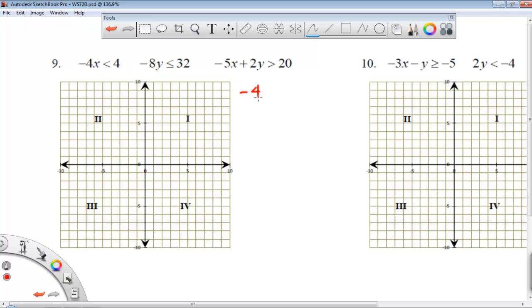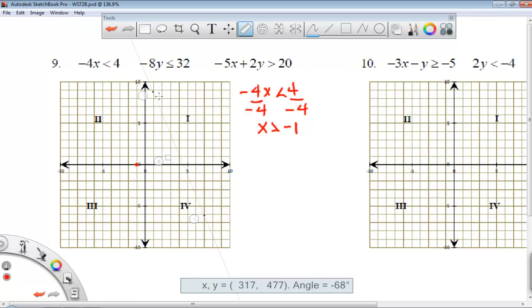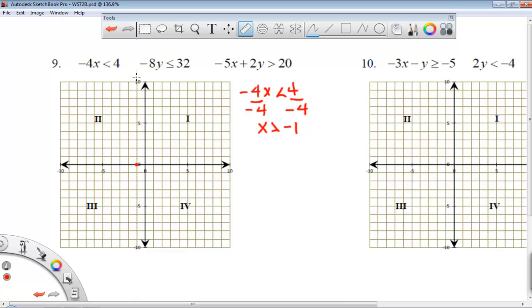Negative 4x is less than 4. We'll divide each side by negative 4 to get x all by itself. And when we do that, division by a negative switches the direction of the inequality, so that changes to x is greater than negative 1. So let's go ahead and plot negative 1 on the x-axis. It should be right there, and get out our straight edge. So we move it along here. And this is a dotted line because I do not have an equals to bar.